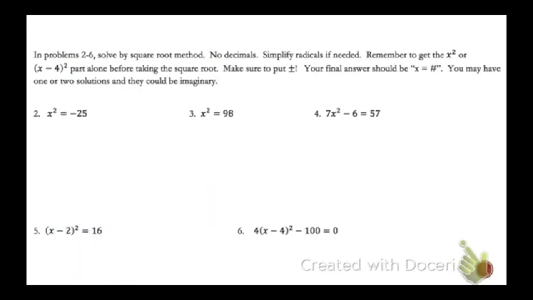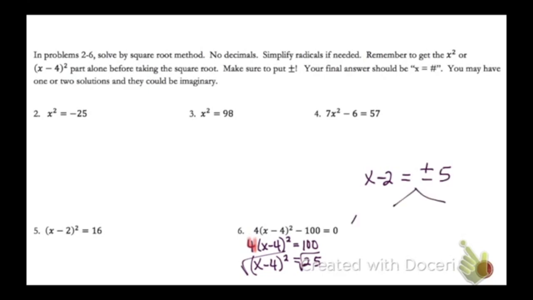Problem 6, I need to start by getting rid of the 100, so I'm going to add over 100 and then divide by this 4 out front. So I get (x - 4) squared equals 25. Just like problem 5, we're going to square root both sides. We get x minus 2 equals a positive and a negative 5. We're going to break it into two problems.